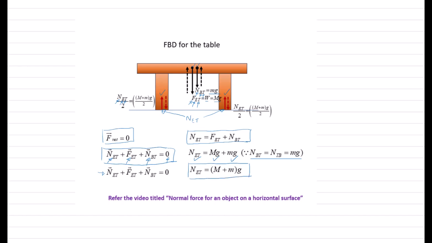And as I mentioned, the force NET, that's the normal force by the ground on the table, which is over here, will be equally split across the number of available legs. So on one leg, you will have NET divided by 2, which will be (M plus m) times g over 2. And a similar force on the other leg also.